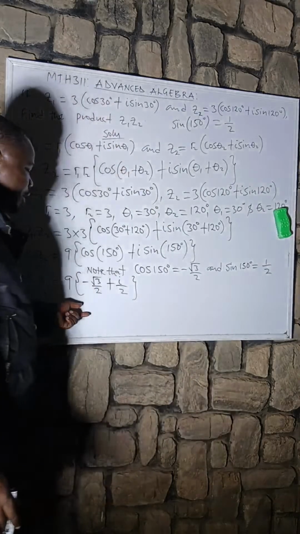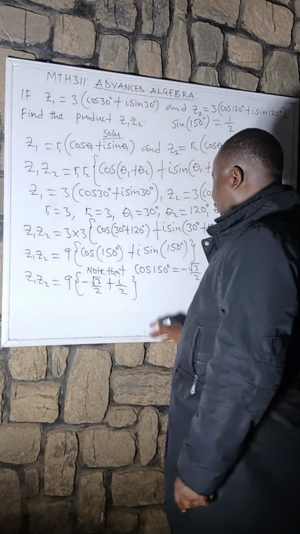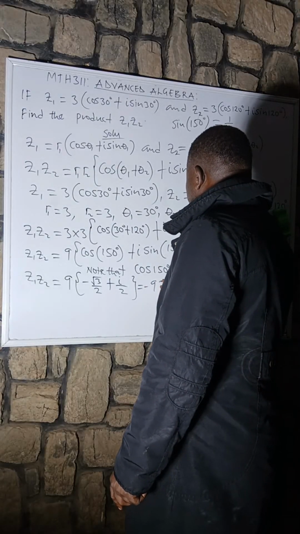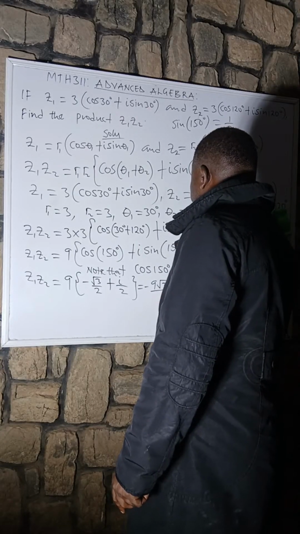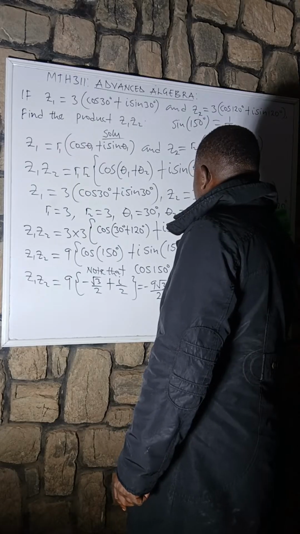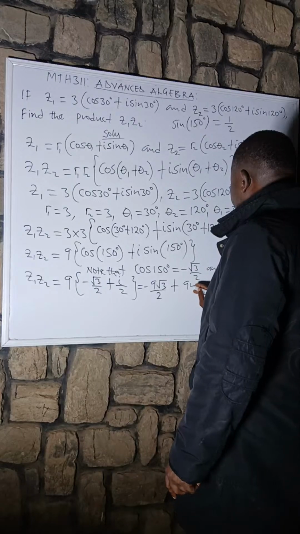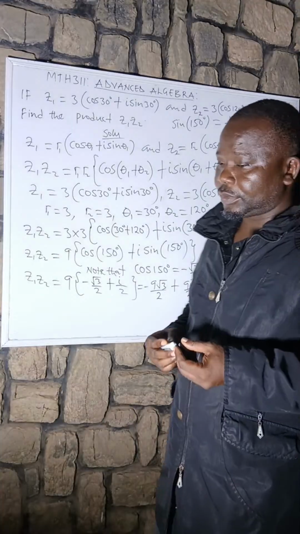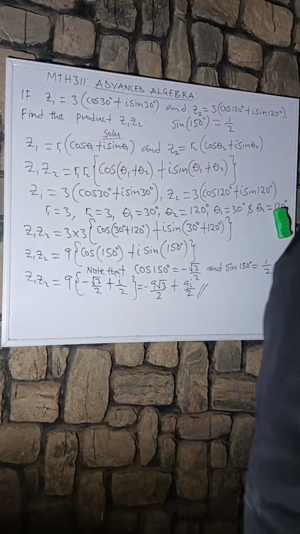Then close the bracket. Either you leave it in this form or you put it in this form: minus 9 root 3 all over 2 plus 9 times i, which is 9i all over 2. I think this is the final answer. Any questions so far? Please ask your question, just drop it in the comment section. I'll be very grateful.